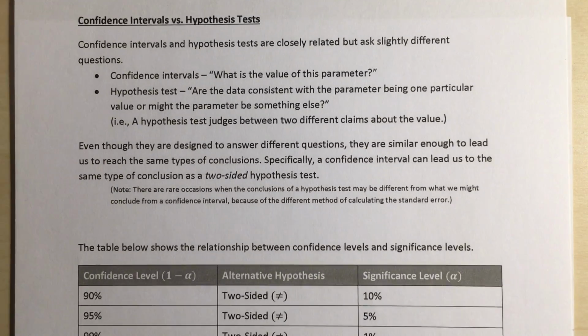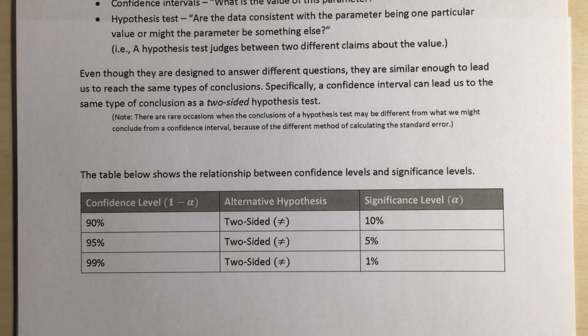As we're looking at this, the table shows us a relationship between confidence intervals and significance levels. So a confidence level of 90% compares us to an alternative hypothesis where we have a not equal to sign, because again it's a two-sided, and that gives us a significance level of 10%. And we're thinking about our 90% and our 10% being complements. A 95% confidence level is related to a 5% significance level. Again, they're complements, and that was kind of mentioned earlier. And 99% goes with a 1%.